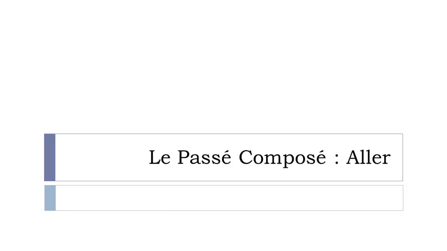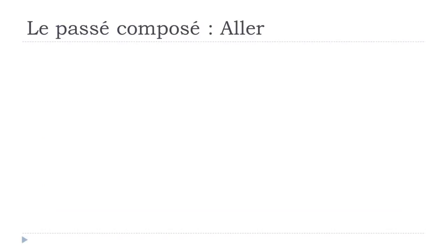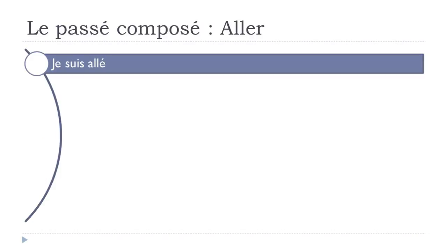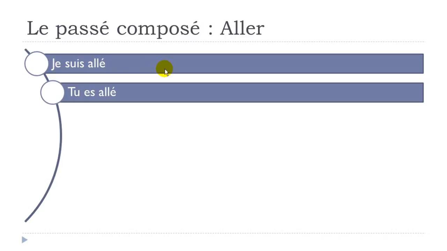We will discover together the passé composé form of the verb aller. Aller is to go. Remember that aller is one of the tricky verbs at the passé composé form, because it will use être and not avoir as most of the verbs. That's the reason why here you will have the form je suis allé. Okay, and then you can make the liaison here. Je suis allé. Tu es allé.